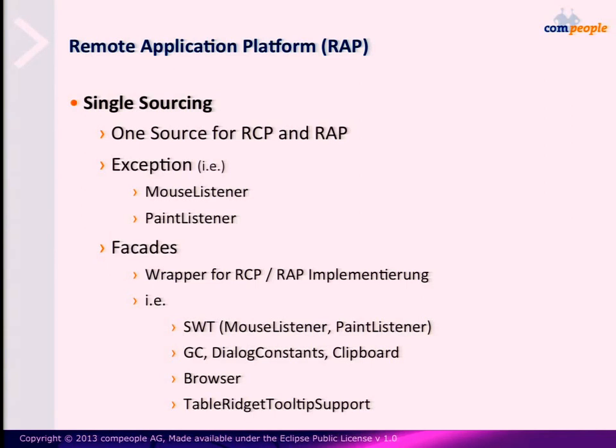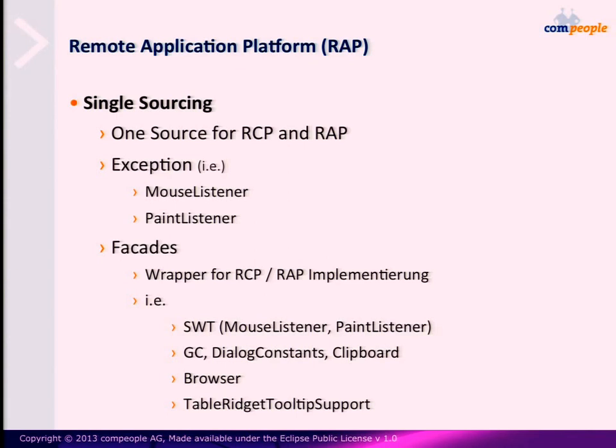When you bring over an application from RCP to RAP, something that the RAP people always talk about is single sourcing. You want to keep as much of your source code the same in RCP and RAP. You don't want to port your application to RAP so that it only runs in the web, but you want to run it in both worlds. So you want to keep the changes that you have to do to a minimum. Many things from the RCP API, from the Workbench API, also exist in RAP. There are a few exceptions.